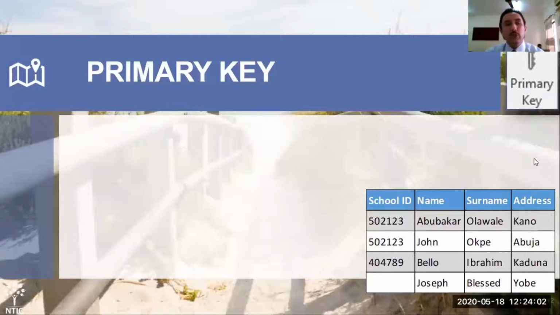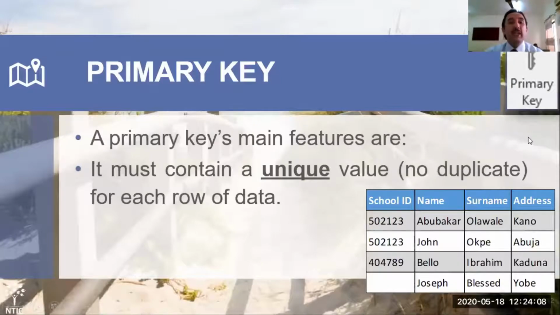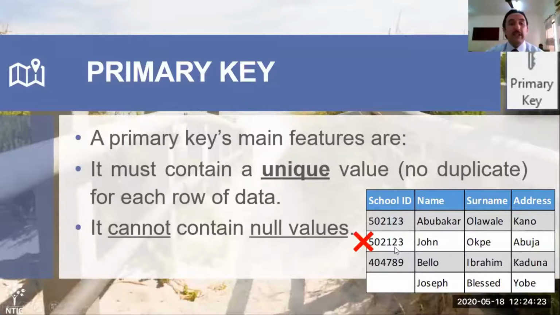Let's continue. The primary key is very important for this reason. It must contain a unique value. It must not be a duplicated value, for example the school ID. We cannot use it like this, and it cannot contain null values. For example, as you see here with the school ID, if you make it the primary key, you cannot have these things, but you can make null values in the other data.